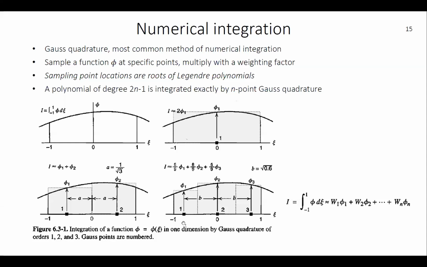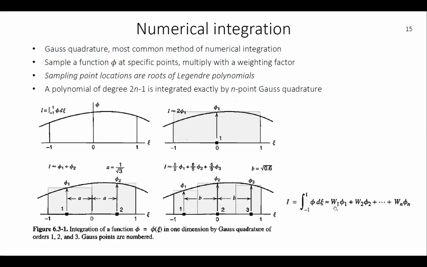And for a third order Gauss quadrature, we have the distance b being the square root of 0.6. And then the weighting factors are as follows here. So this will give the best result of the integral. So this is just conceptually showing the principle of the Gauss quadrature in one dimension. But the same applies in 2 or 3 dimensions as well.